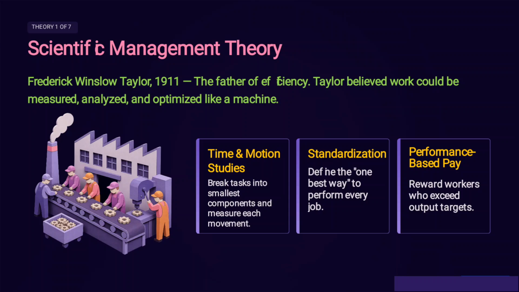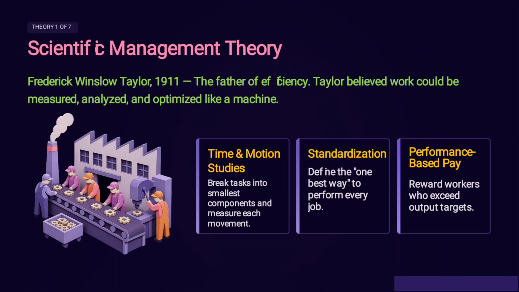Further, these are some relevant principles and studies about scientific management theory. The first one is time and motion studies. According to these studies, they break tasks into the smallest components and measure each movement. And the second one is standardization. Define the one best way to perform every job.